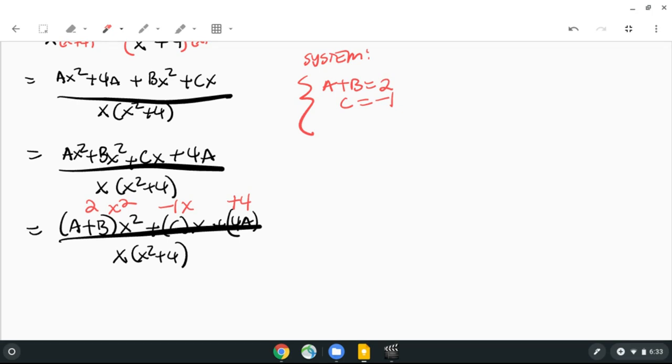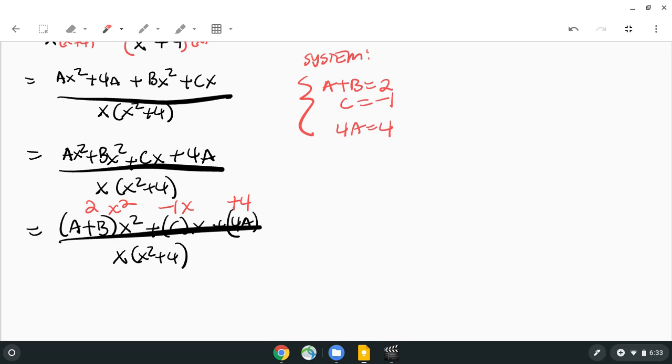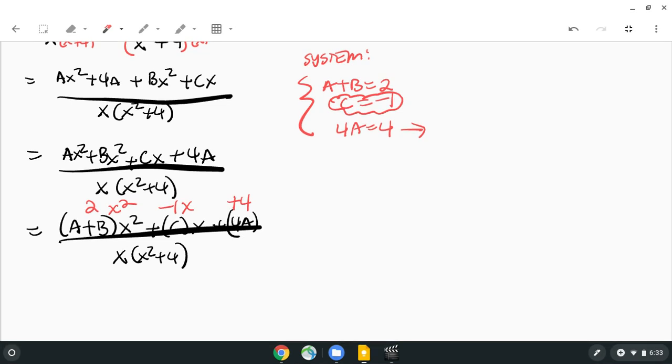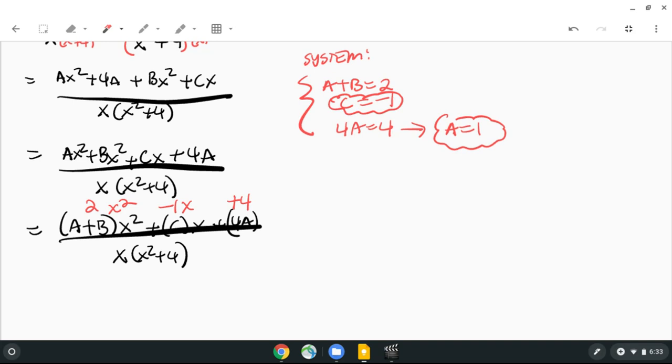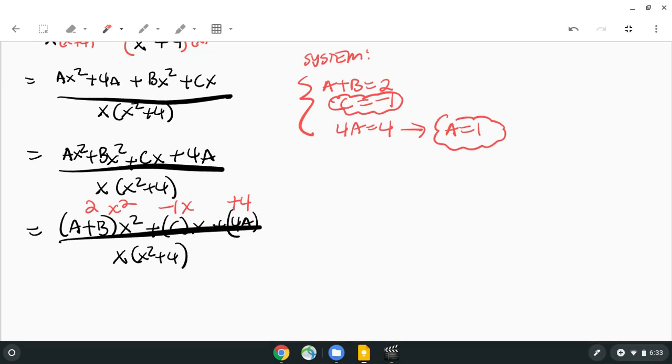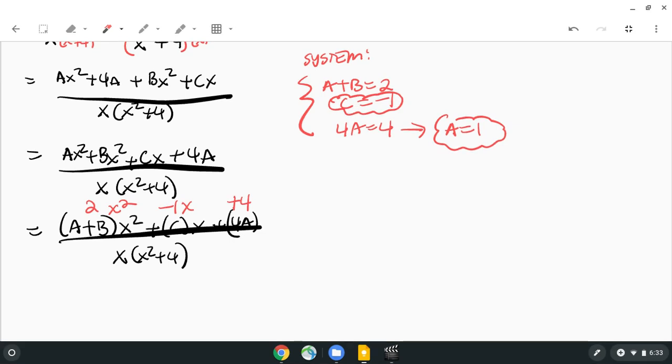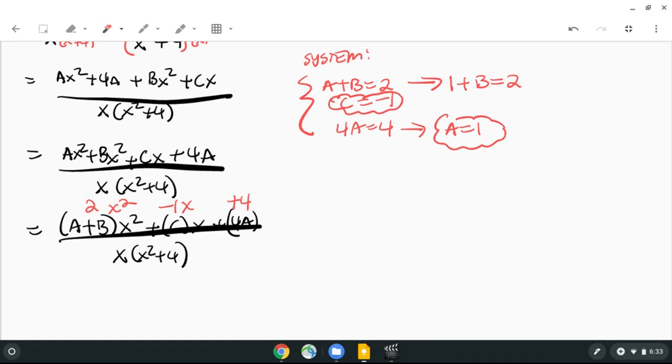Okay, so we have one of our answers now. C equals -1. There are no other c's, so that's it for that. Over here, 4a equals 4. So I can solve for a equals 1. Okay, so we have our a, we have our c. So let's solve for b. I can solve for b using that first one and substituting 1 for a. So I'll write 1 plus b equals 2, because a equals 1. So then b equals 1.